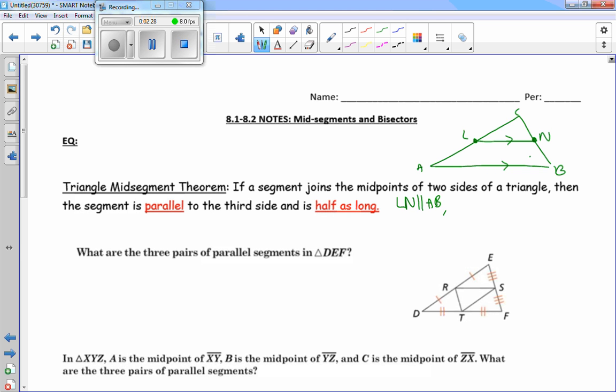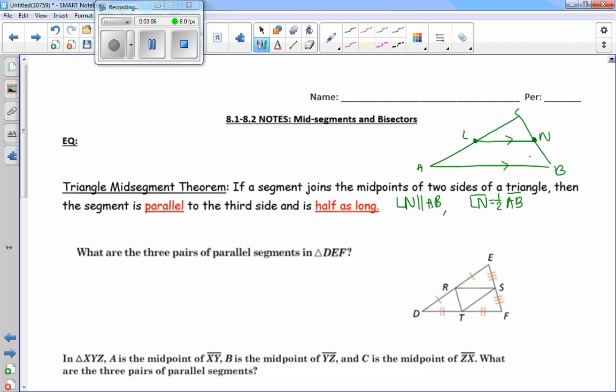And we have a second thing that happens. We now know that LN is what to AB? Not congruent. Definitely not congruent. Half. So if we times AB by half, we'd have the length of LN. Okay? The math we're doing today really is pretty easy if you understand the theorem. So that mid-segment, two things you need to know: it's parallel to the base across from it, and it is half the length of the base.